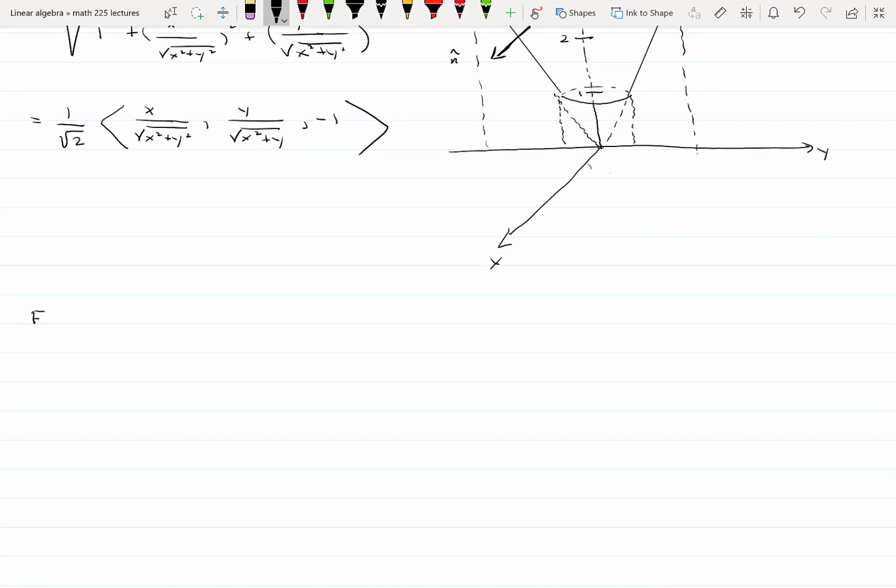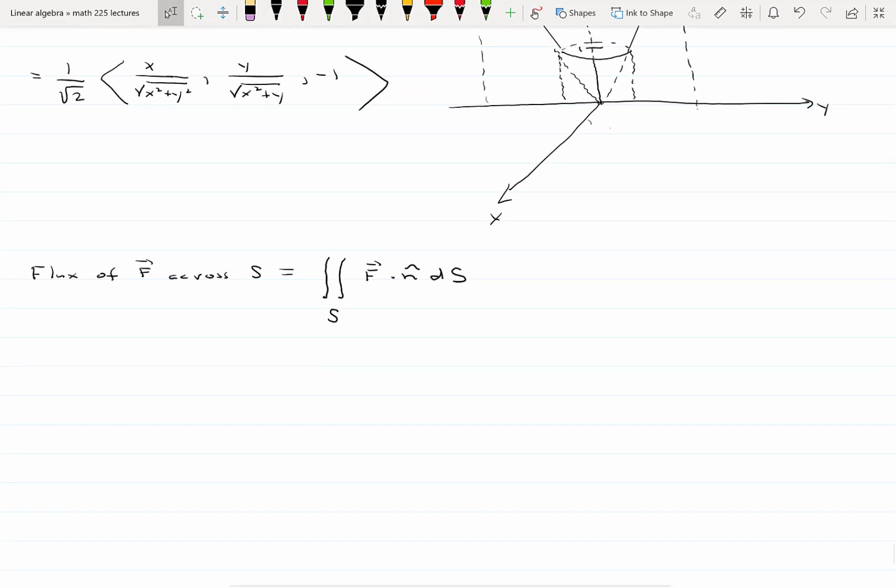Let's compute this flux integral. So the flux of this vector field across S equals the flux integral, the surface integral over the surface S of F dot n dS. Before, we were looking at the flux of the velocity of the orange juice over the surface of the orange. So it was the surface integral of v dot n dS. So the flux of F is F dot n dS.